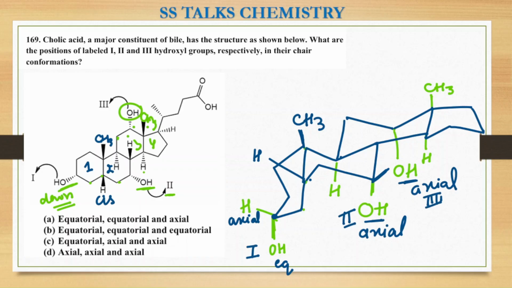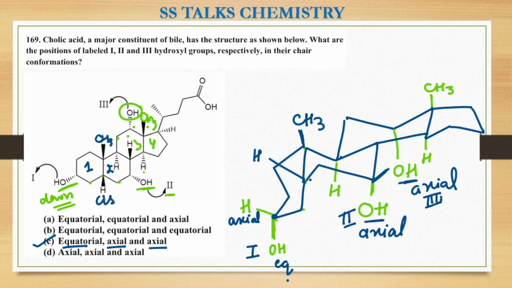So here we have the equatorial, axial and axial conformations of these labeled OH groups, right? So we have equatorial, axial and axial, that is option C. Equatorial, axial and the axial one, right? So the correct answer will be option C in this case. This is how we have drawn it into the chair conformation. It is clear to you, right?